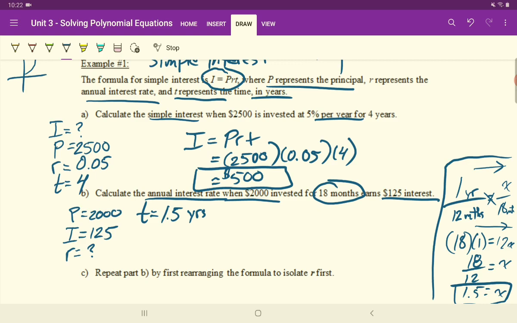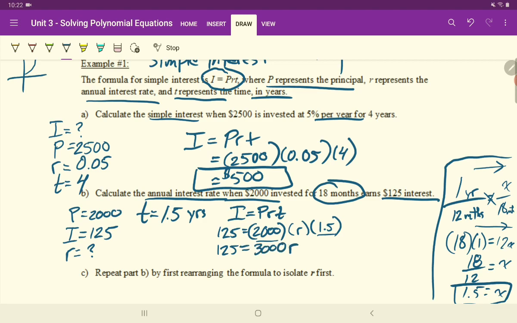All right, let's solve for R. So here's our formula. Let's substitute in all our values. So 125 for I, 2,000 for principal, R I'll just keep as R, and then T is 1.5. Well, I can multiply in any order, so I can actually multiply 2,000 times 1.5. So that's 125 is equal to 3,000 times R.